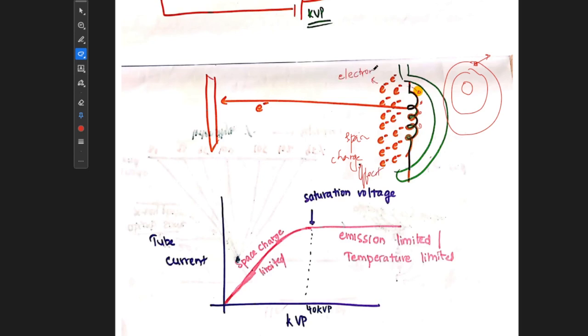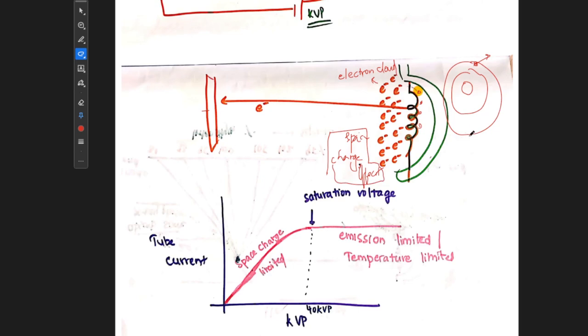When a few electrons gather a little in front of the filament, that is called the electron cloud. This electron cloud will prevent further electrons from reaching the anode. For the electrons to reach the anode, they need sufficient energy and velocity to overcome this electron cloud. So the space charge effect is the ability of this electron cloud to prevent an electron from travelling towards the anode.